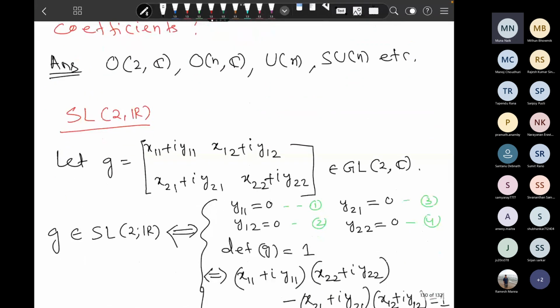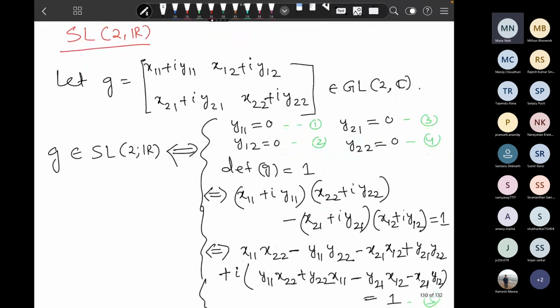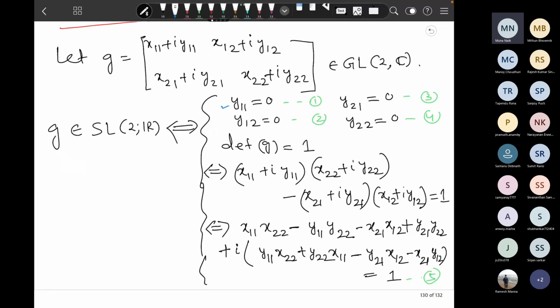Now, take the example SL(2, R), say for instance. Let g be the matrix with entries x11 plus i y11, x12 plus i y12, x21 plus i y21, x22 plus i y22, written in coordinate form. Since this is a real matrix, it will satisfy y11 = 0, y12 = 0, y21 = 0, y22 = 0. It will satisfy these four equations, and the determinant of g is equal to 1.